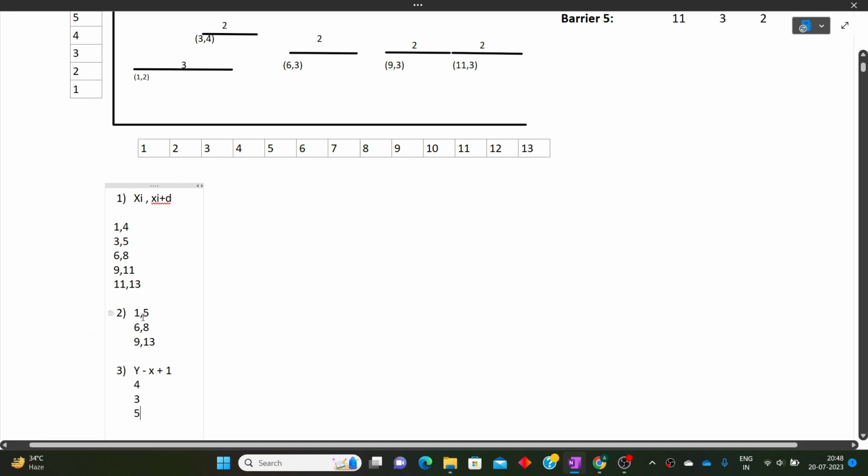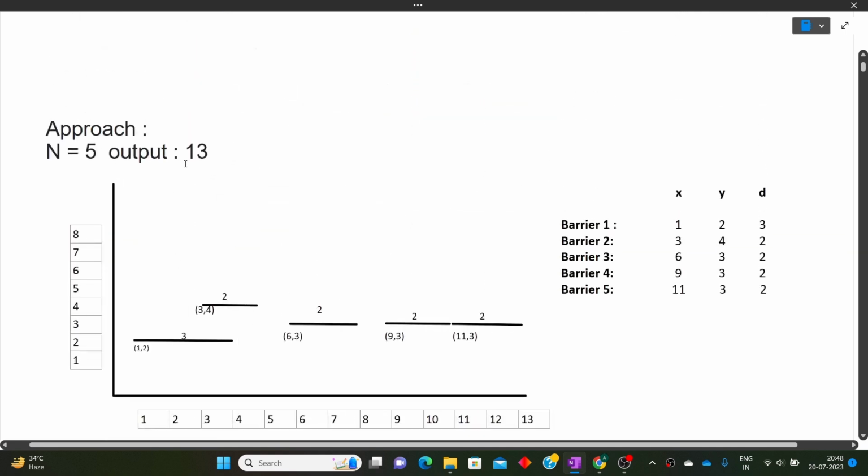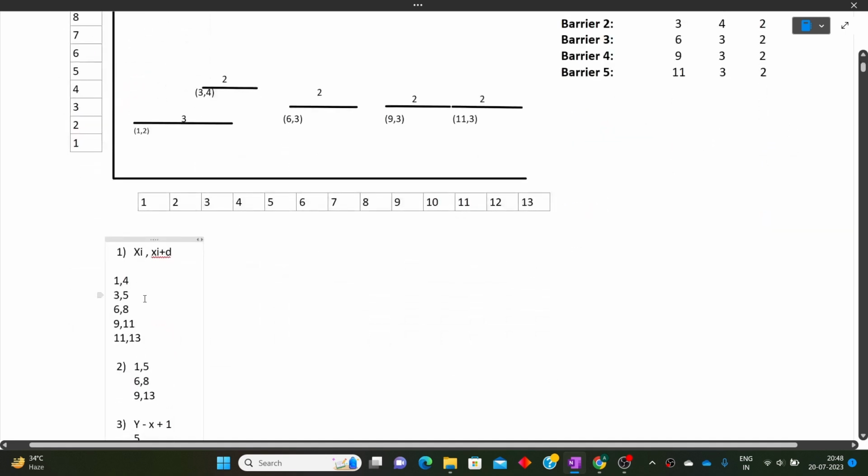Sorry, here it should be 5. So 4, 3 and 5 people have been blocked by the third barrier. So the total will be 13 people that have been blocked by all these barriers. So here we have given the output as 13. So this was the entire approach. We have to follow it step by step.